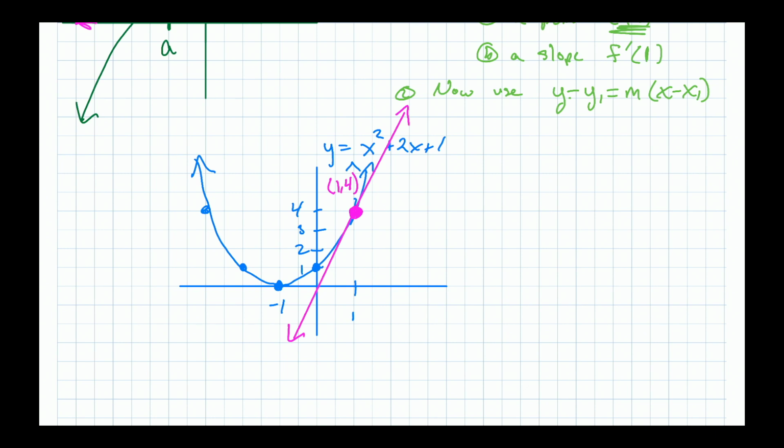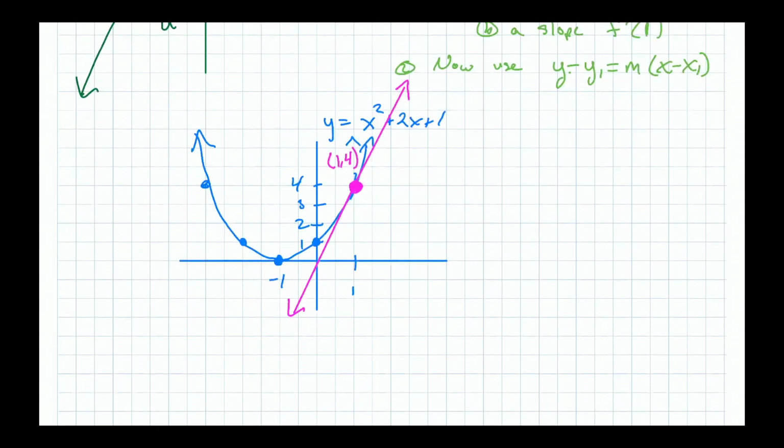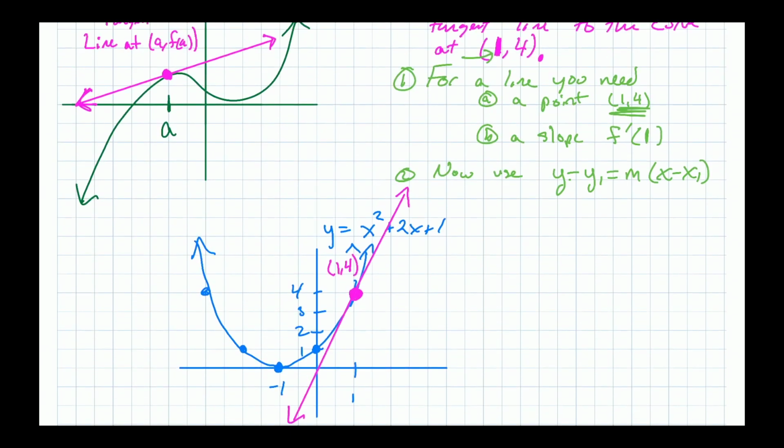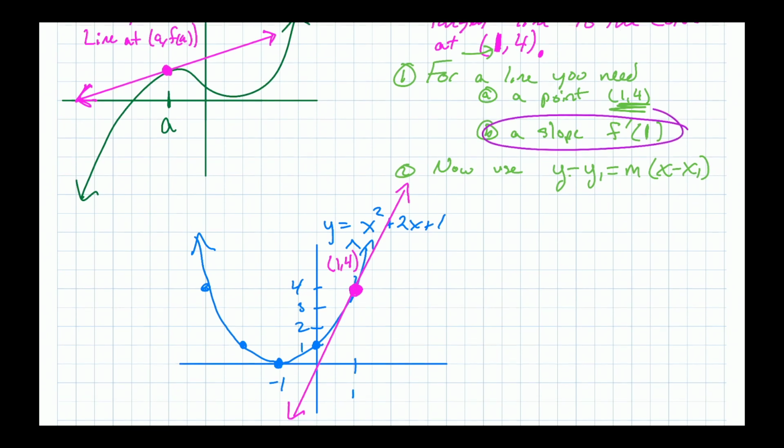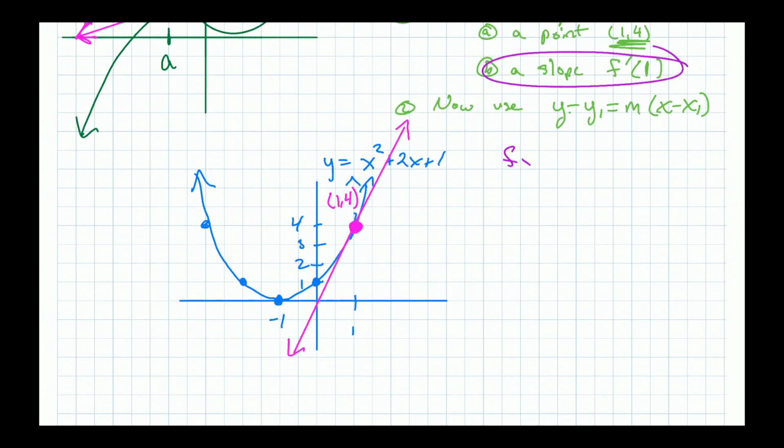Now you do not need the picture in order to do this, but I'm just drawing the picture, so hopefully it makes sense. So we need, well, we have the point, right? So we need the slope. So this is where the work is. Okay, so we've got f of x, so find slope.